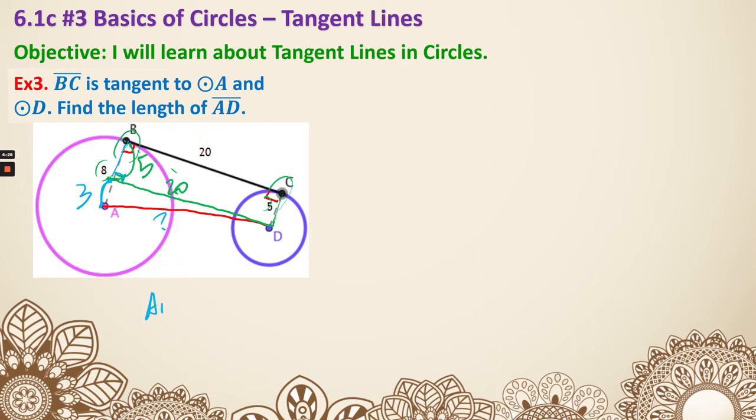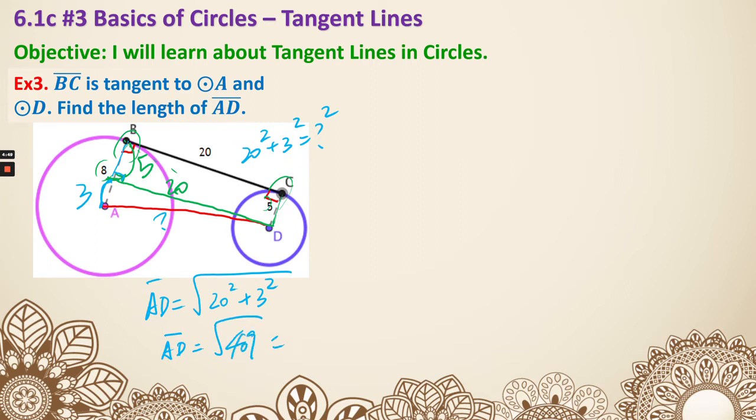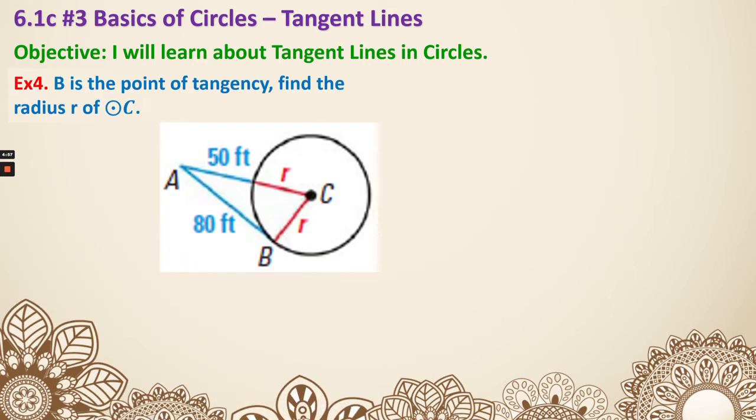And now you can use the Pythagorean theorem because this has got to be 90 degrees. So AD is going to be the square root of 20 squared plus 3 squared, because 20 squared plus 3 squared equals the question mark squared, or AD squared. Now you just need to type it in your calculator, because this whole thing is the square root of 409. If you type it in your calculator, that gives you 20.22, rounding to 2 decimal places. That's example 3.